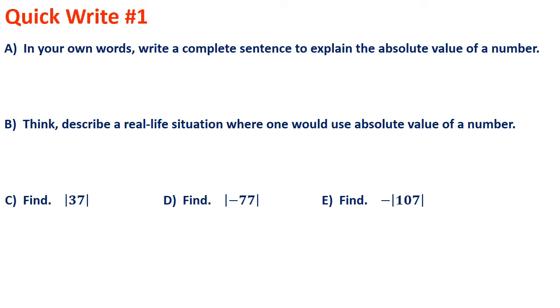Remember, your quick write is done in your notes on the left-hand page. I've shown you how to do that. And you have quick write number 1, and you have a whole bunch of parts in this one. Part A, in your own words, write a complete sentence to explain the absolute value of a number. So I want good penmanship. I want a complete sentence with punctuation, capitalization, and all the things that come into writing an appropriate sentence in junior high.